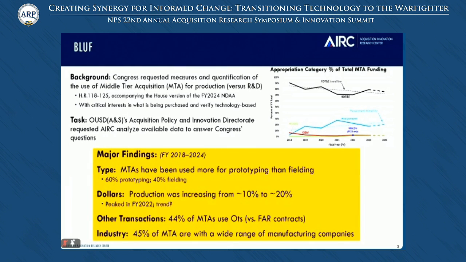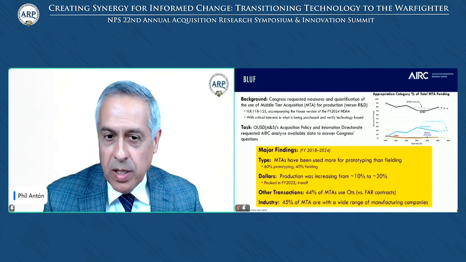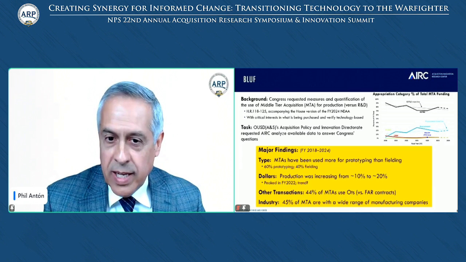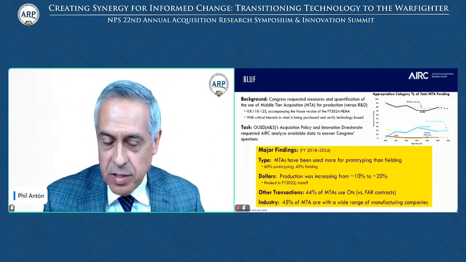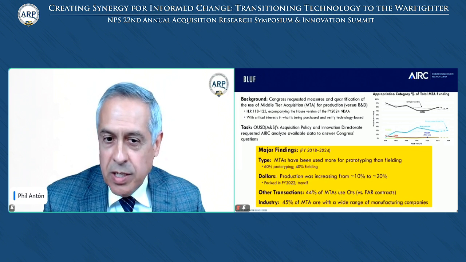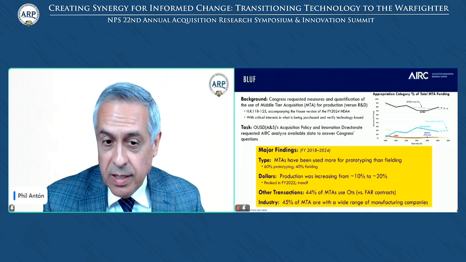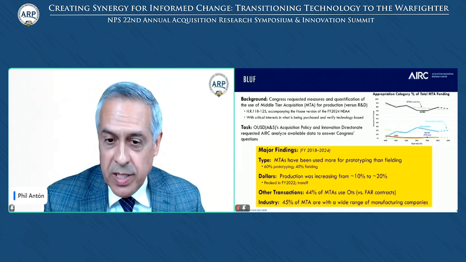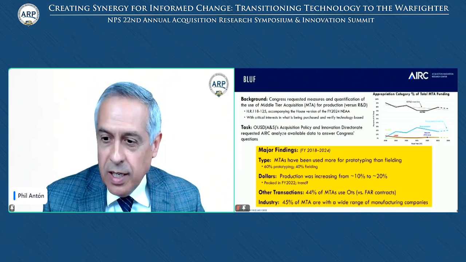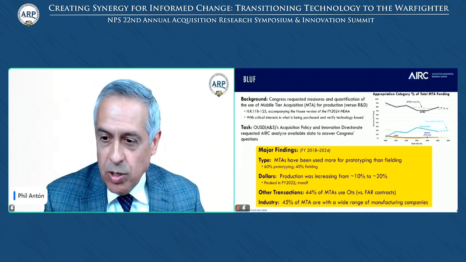So for background, the OSD's Acquisition Policy and Innovation Directorate asked us to analyze available data to answer Congress's questions from the House Armed Services Committee. Congress asked how much middle tier of acquisition is being used to produce capabilities versus conducting research and development through prototyping. They also asked a range of questions about MTA demographics, contracting, and industry engagement, which will provide some overviews of it.